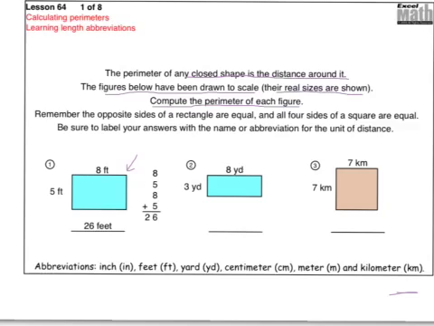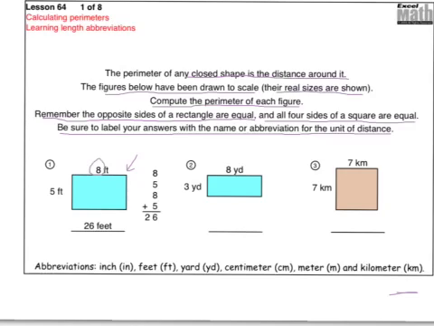Compute the perimeter of each figure. Remember, the opposite sides of a rectangle are equal, and all four sides of a square are equal. Be sure to label your answers with a name or abbreviation for the unit of distance. Let's take a look at the sample problem here first.